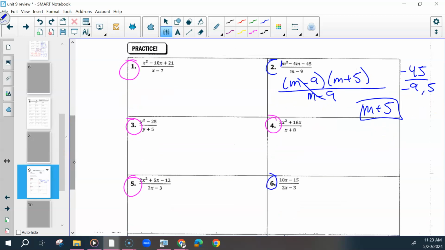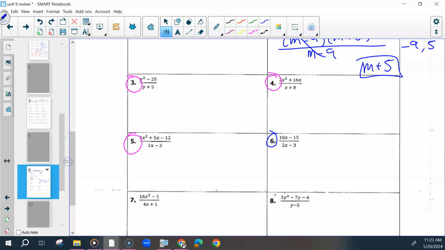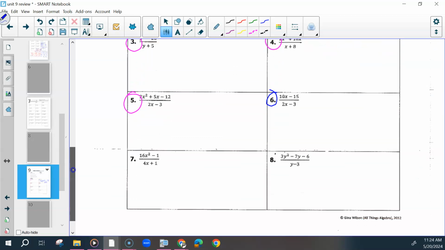Other questions on 2 before we do 6? How could we factor the numerator for number 6? We could look at 5 to 10, 15 to 3, like 5. So we couldn't do that unless we separated it, which would be more than what we want, but we could factor it by doing a GCF.